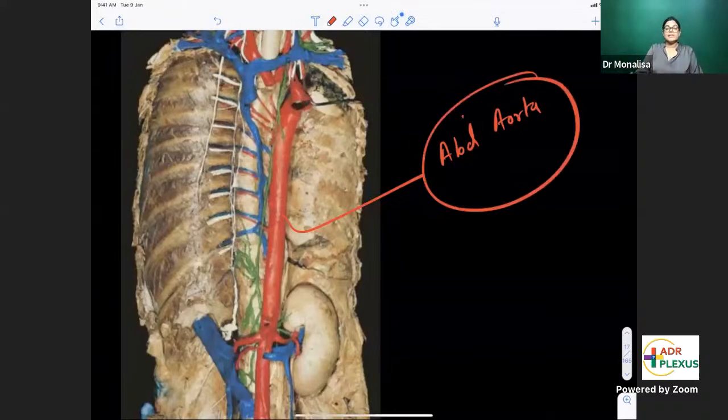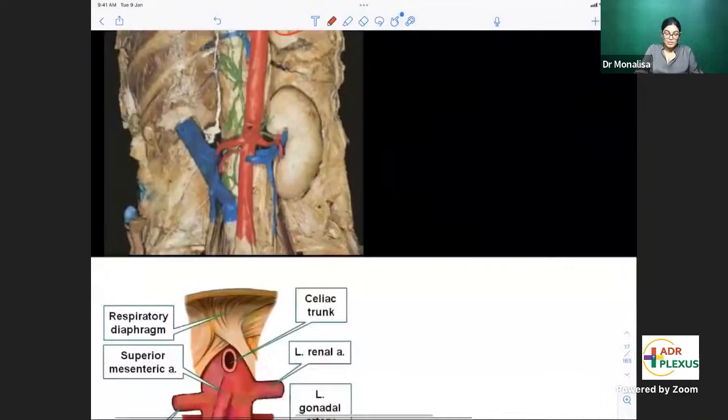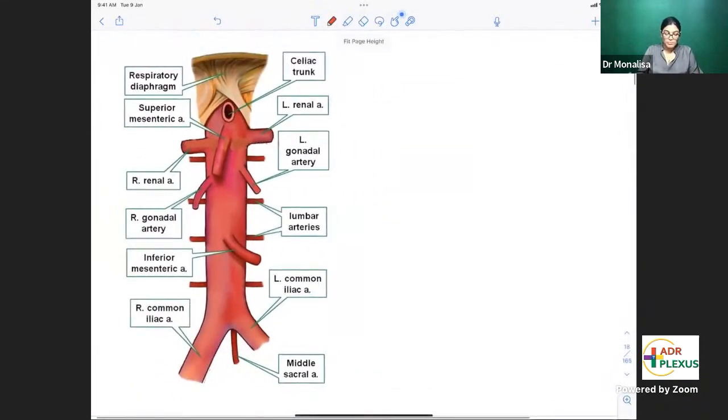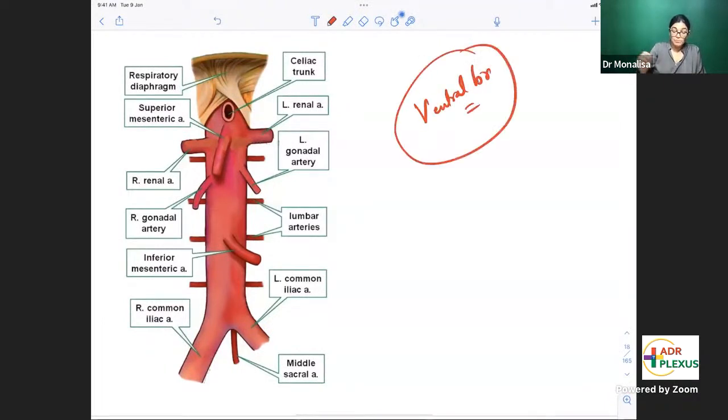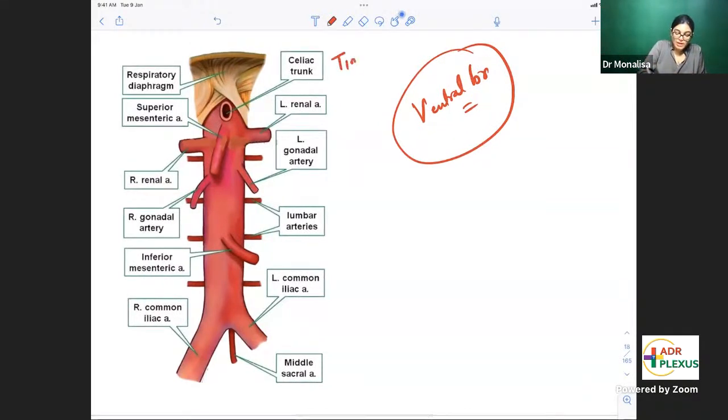And we know that uterine artery is not a branch of abdominal aorta, but it's a branch of anterior division of internal iliac artery. So quickly, let's revise the branches of abdominal aorta. When I'm talking about ventral or anterior branches of abdominal aorta, celiac trunk is given at the level of T12. We have superior mesenteric artery given at the level of L1. We have inferior mesenteric artery given at the level of L4.